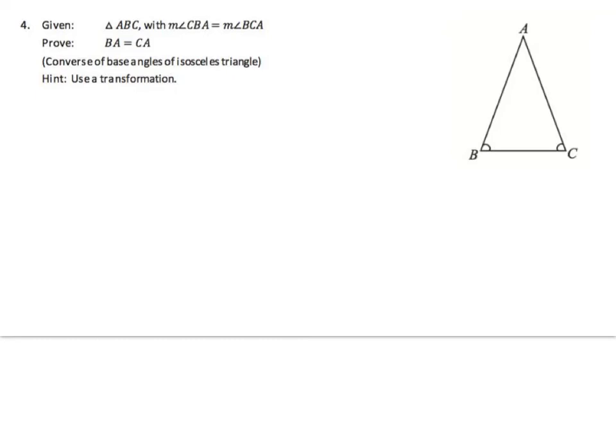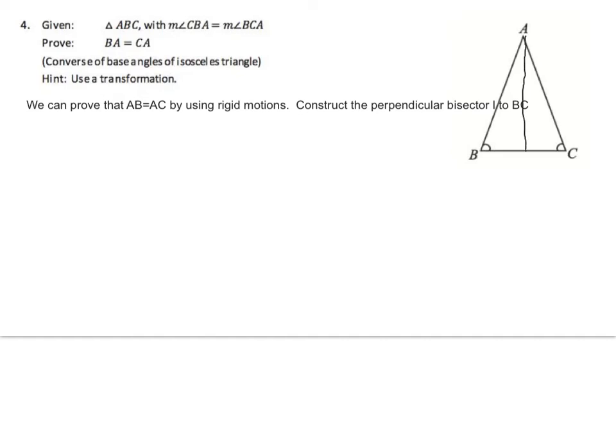Okay, I'm actually going to type this out, so give me a second. Okay, first, we can prove that segment AB is equal to segment AC using rigid motions. First, we're going to construct the perpendicular bisector L to BC. So here we have line L, which is perpendicular to BC. So it bisects it, so those are both equal.